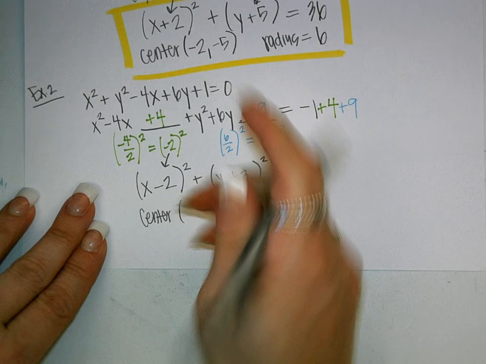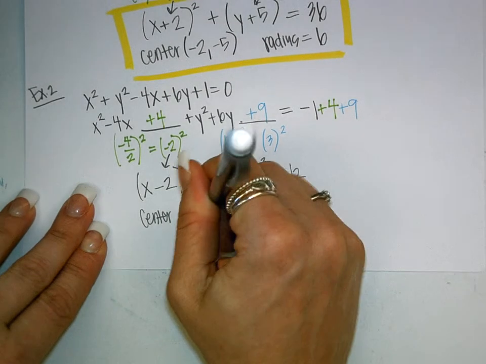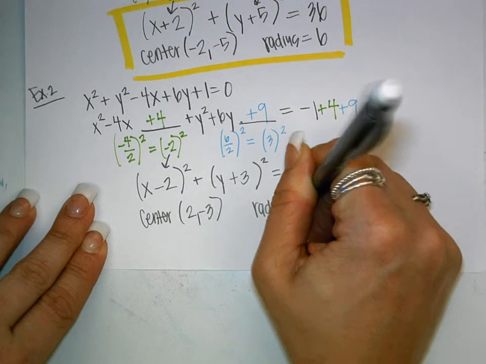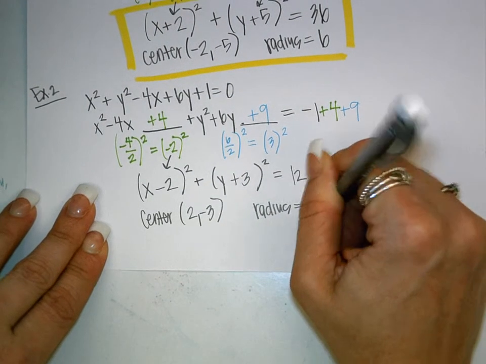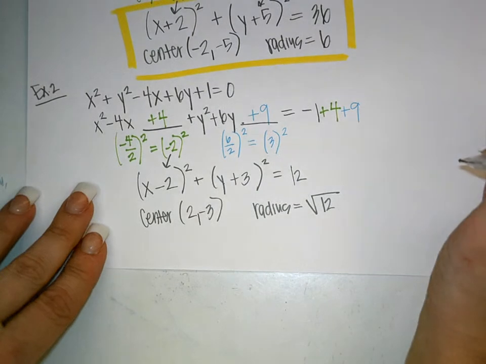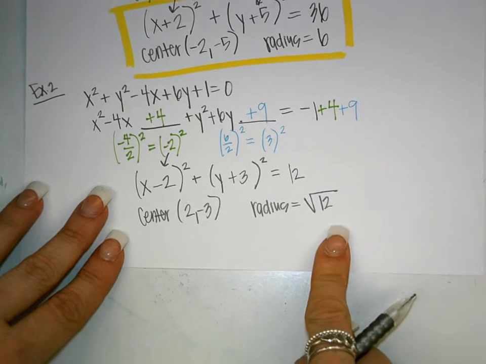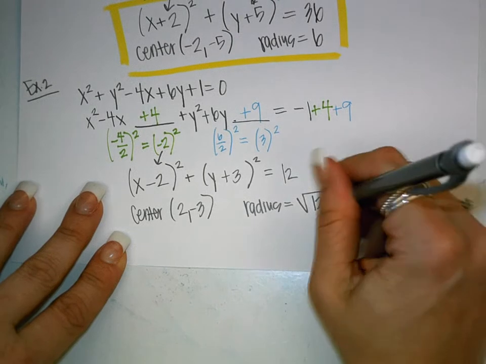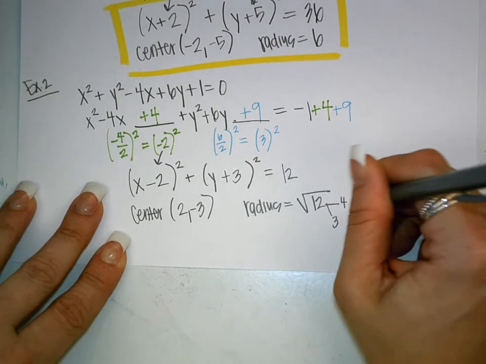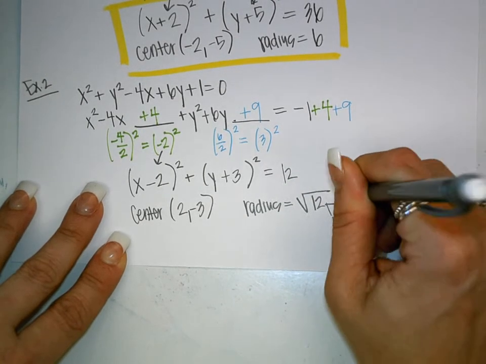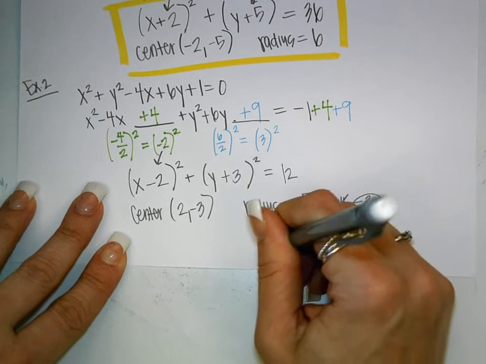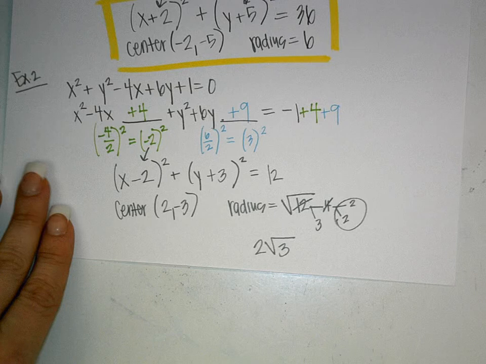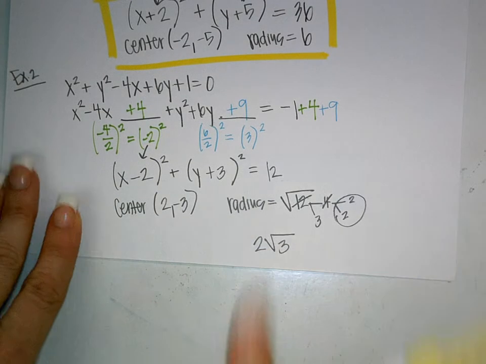Positive 2, negative 3. And what about the radius? Square root of whatever's on the right side, so square root of 12. You do need to simplify that, and what does the square root of 12 simplify to be? 2 radical 3. If you didn't automatically see that, you could break this down. Okay, and remember you're looking for pairs, so you could take out a pair of 2, and left behind is a 3. So center, radius, standard equation.